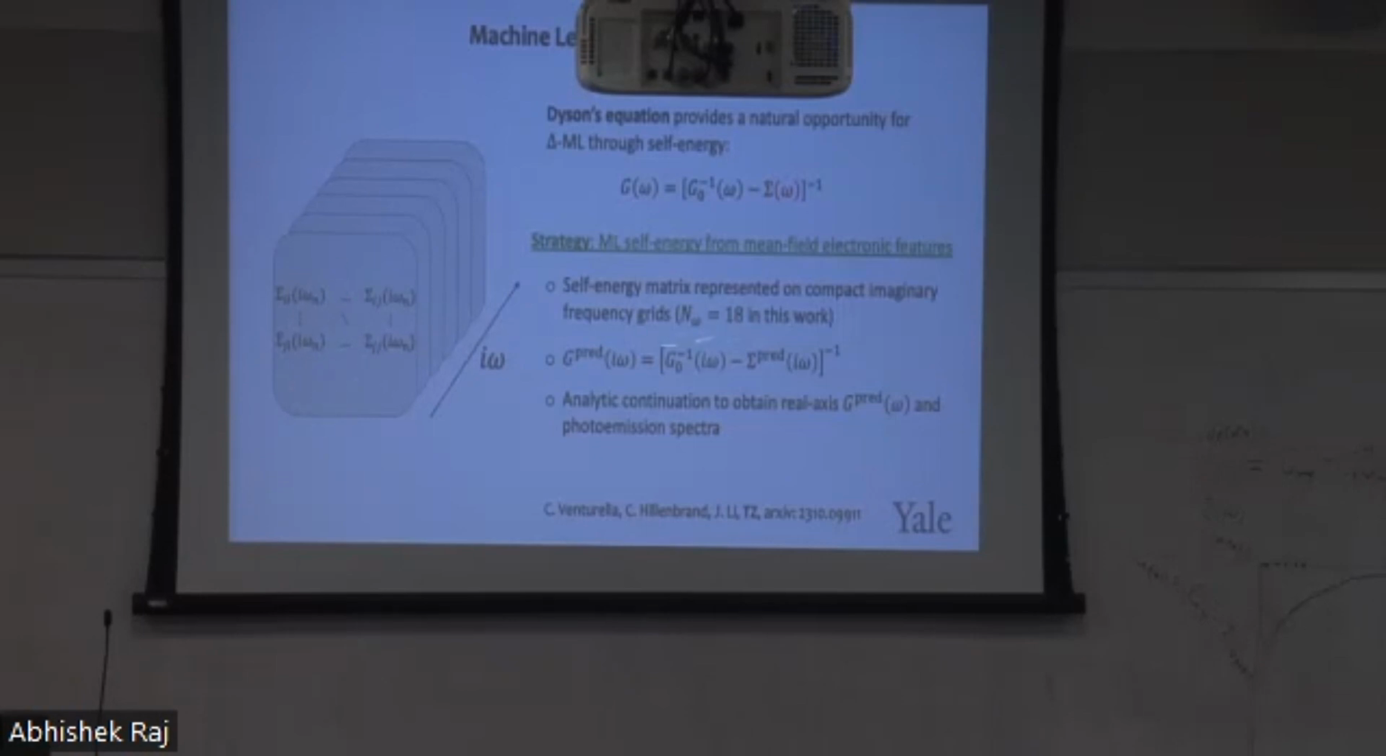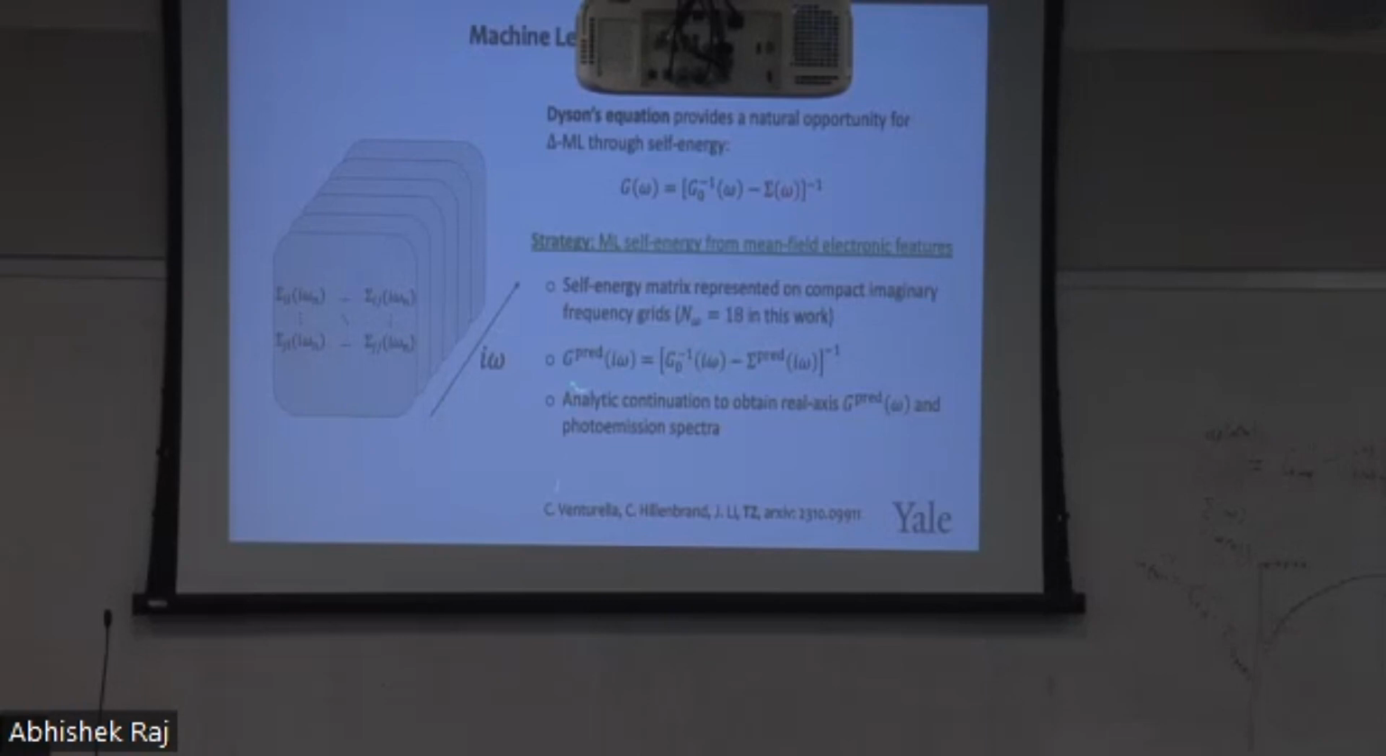And essentially here, what we are doing is just 18 points on the imaginary frequency axis. So essentially you have 18 such matrices to learn. Okay, so once you learn that, your prediction of Green's function on the imaginary axis would be by using the Dyson equation. That means you always need to have some mean field starting point. So for us, a mean field calculation is always needed. And our target is simply to accelerate a correlated method beyond that.